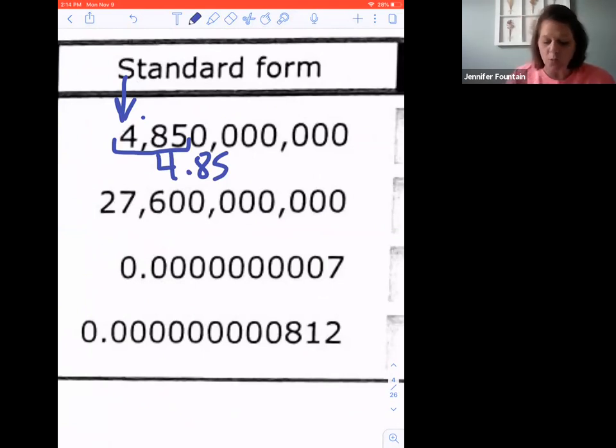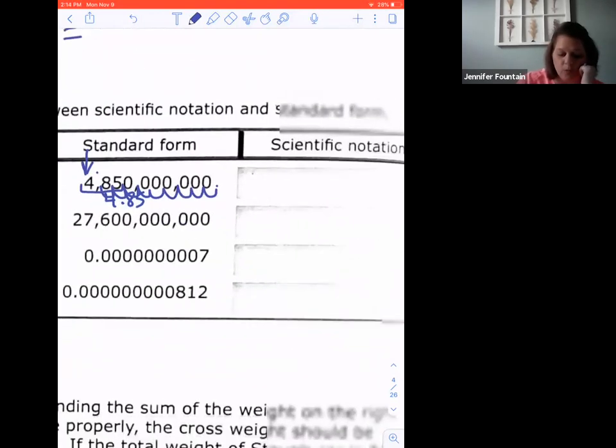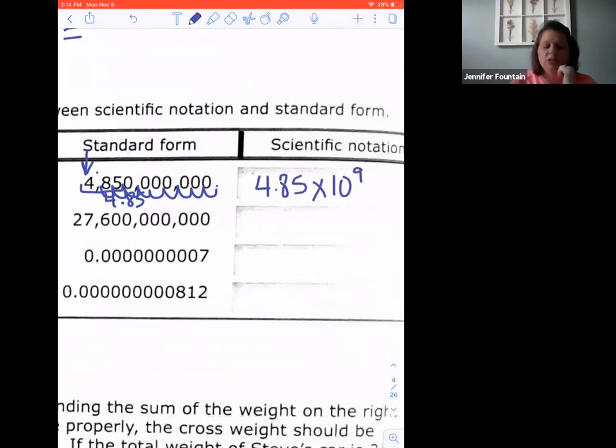But also now what I've got to do is look at, in standard form, my decimal is at the very end. So now I'm looking to see how many places I'm going to have to move that decimal to get it between the 8 and the 4. So I'm moving it 1, 2, 3, 4, 5, 6, 7, 8, 9 places. So I know I'm going to have 4.85 times 10 to the 9th power.